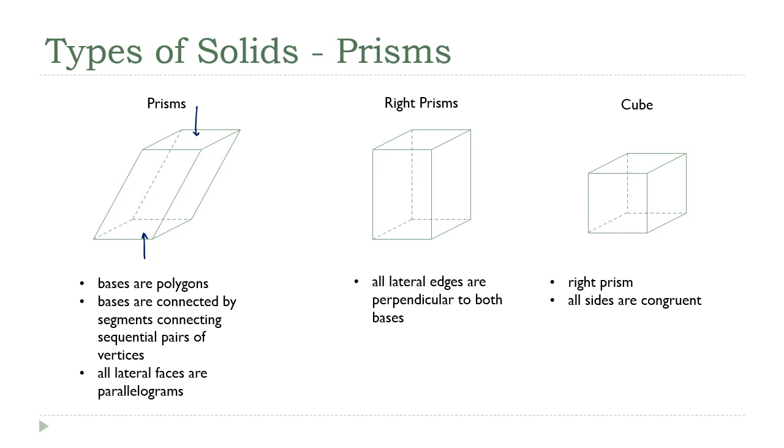Now, there's a special kind of prism. This is the kind that we're mostly going to be interested in, called a right prism. Technically, the definition is a right prism is a prism where every line perpendicular to one base is also perpendicular to the other base. But in plain English, a right prism is just one that stands upright, like the one in the middle here. And then we've got one more special case. A right prism where all the sides are congruent is what we call a cube.